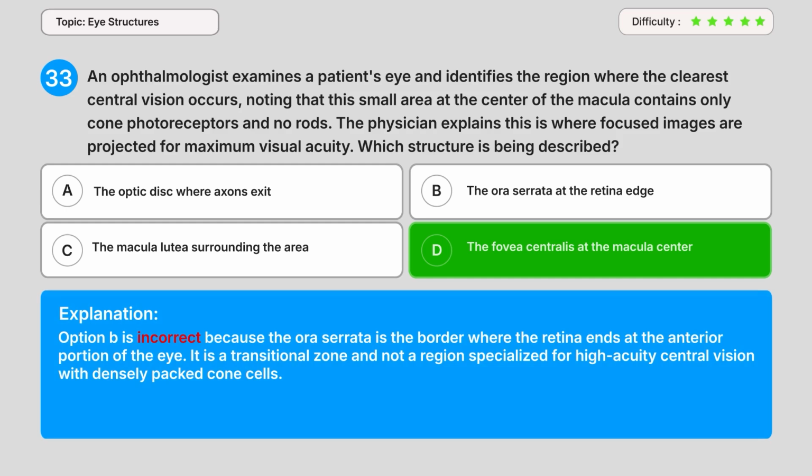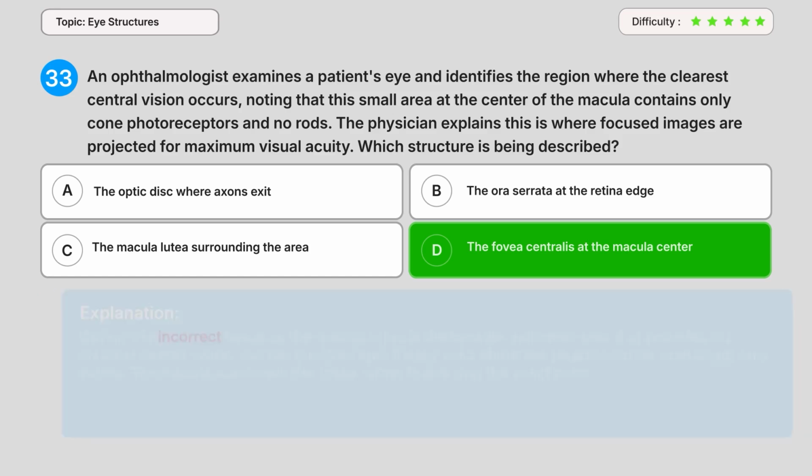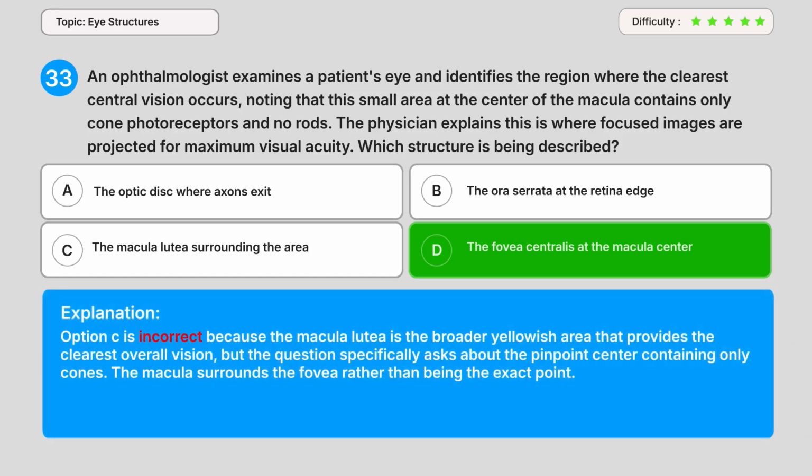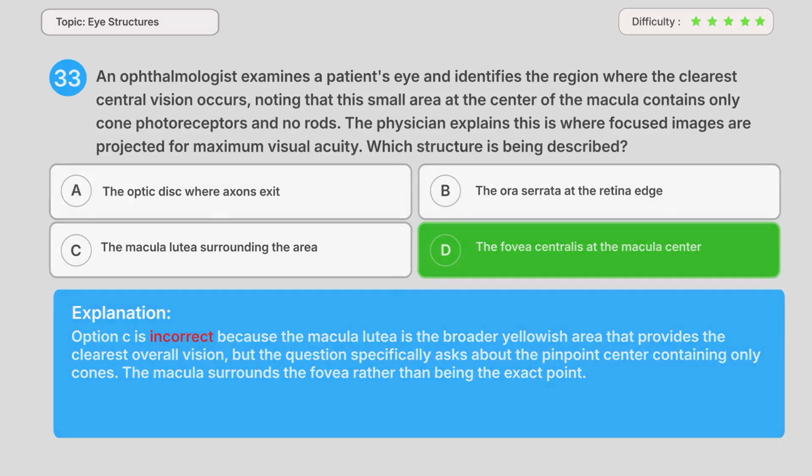Option B is incorrect because the ora serrata is the border where the retina ends at the anterior portion of the eye. It is a transitional zone and not a region specialised for high acuity central vision with densely packed cone cells. Option C is incorrect because the macula lutea is the broader yellowish area that provides the clearest overall vision, but the question specifically asks about the pinpoint centre containing only cones. The macula surrounds the fovea rather than being the exact point.